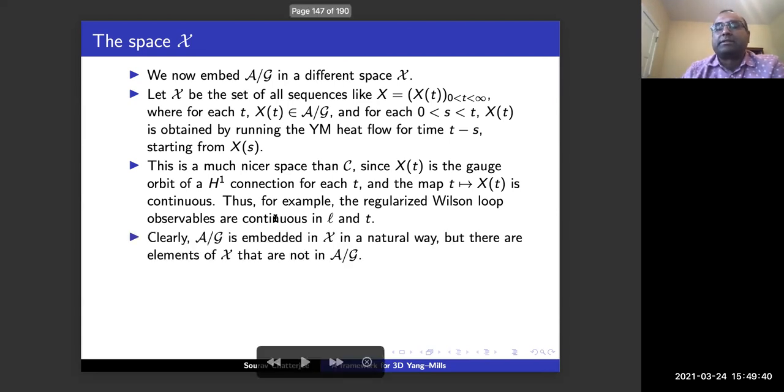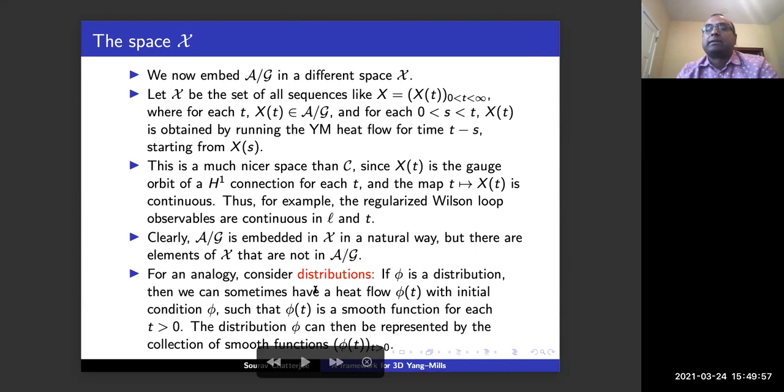You can ask, these Wilson regularized variables are all automatically continuous on this space. Okay, so these are much nicer, and then this quotient space is embedded in X in a natural way, because for any element of the quotient space, you can just start from that element and look at the flow for infinite time, and that gives you a natural embedding. But there are elements of X that are not in this quotient space.